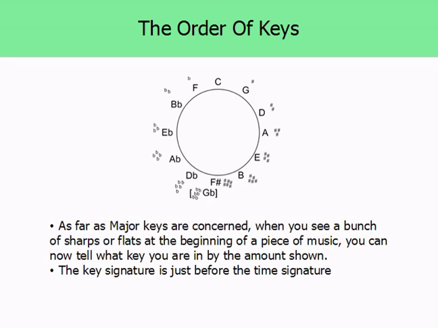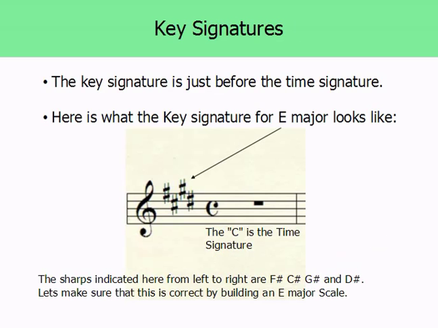As far as major keys are concerned, when you see a bunch of sharps or flats at the beginning of a piece, you can now tell what key you're in by the amount of sharps shown. The key signature is shown just before the time signature. Here's a little picture of the key of E, E major. And notice that C there. The C is the time signature. It actually means 4/4. And there's the treble clef. So in between the treble clef and the time signature is the key signature.